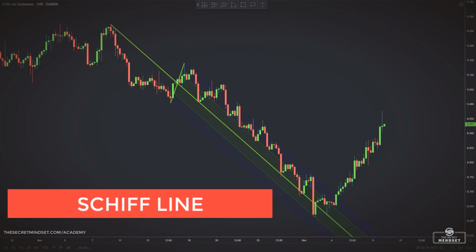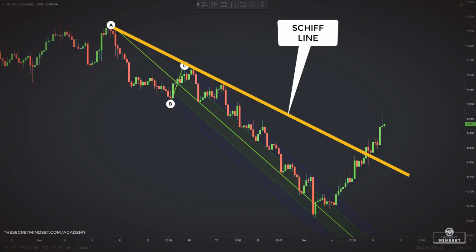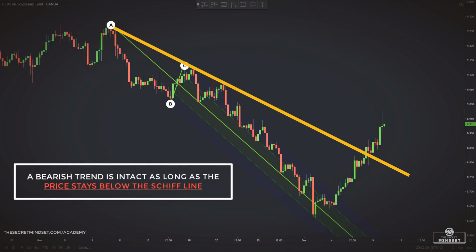This is a line that connects the A point and C point. As such, traders know in advance where the shift line is. In strong trends, the price has a strong tendency to move away from it. As a rule of thumb, a bearish trend keeps going as long as the price stays below the shift line. Of course, the opposite happens in a bullish trend.